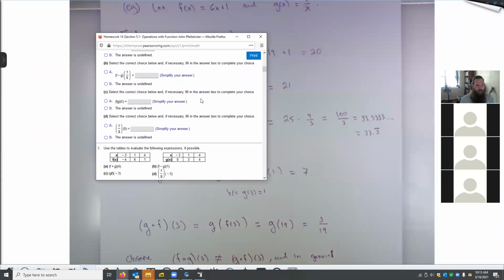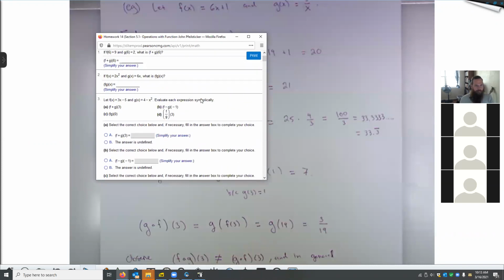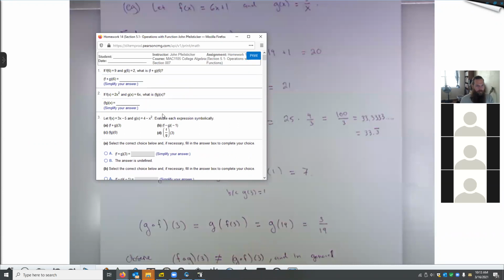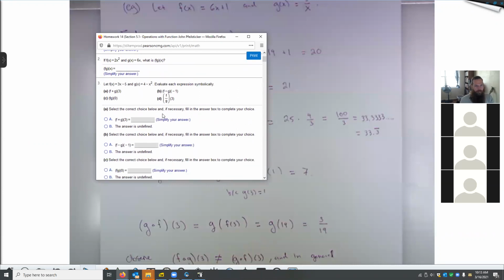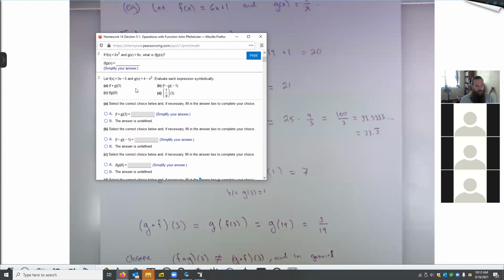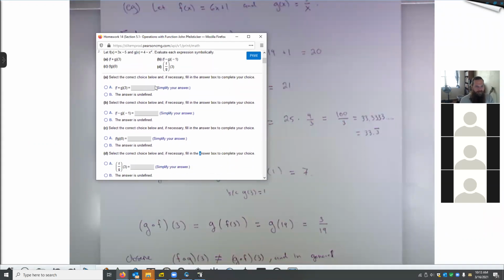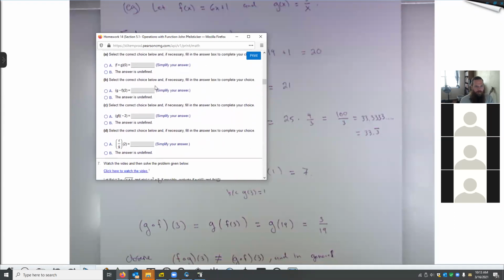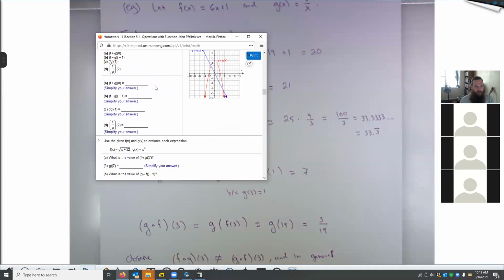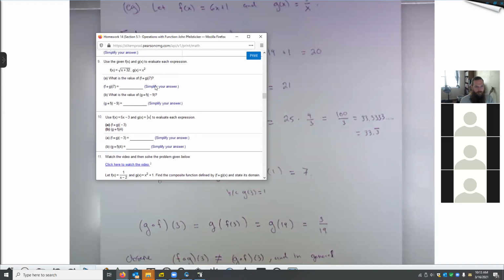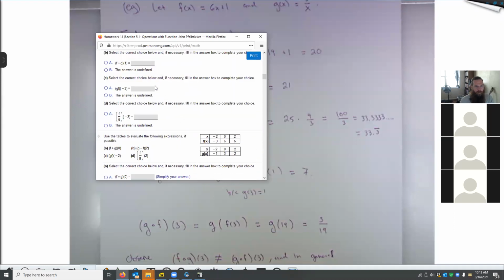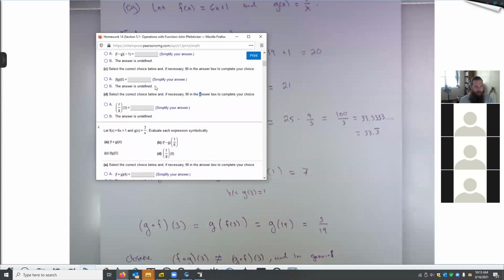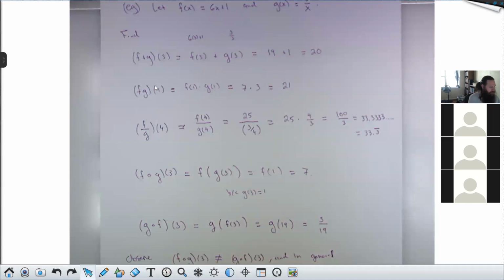So let's look at this symbolically. Sure, why not? 3x. Do something a little more interesting if we can. All right, yeah, we'll make it simple. How about, I got.